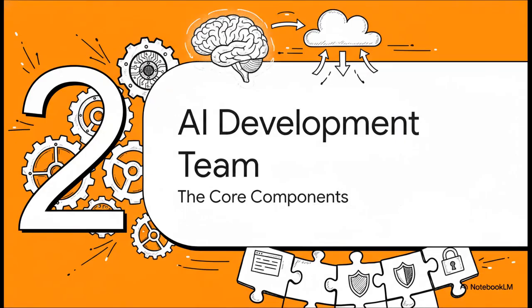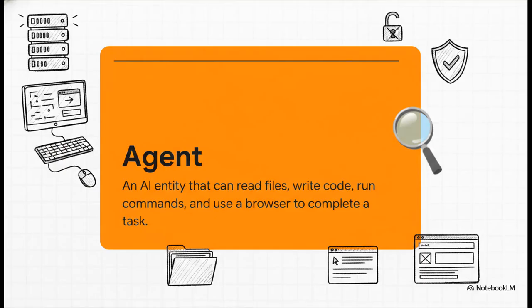Okay, so let's dig into how this actually works. You have to think of it less like a single tool and more like an entire AI development team. Let's break down the core components. So at the heart of it all, you have the agent. And honestly, the best way to think about this is like an AI junior developer. You give it a high-level task, something like build a user profile page, and it has all the tools it needs to just get it done. It can read and write files, run commands, use the browser, the whole shebang.